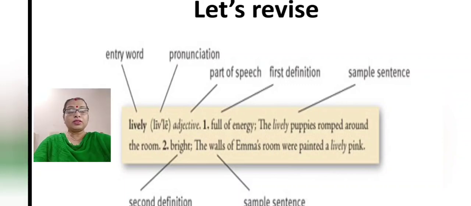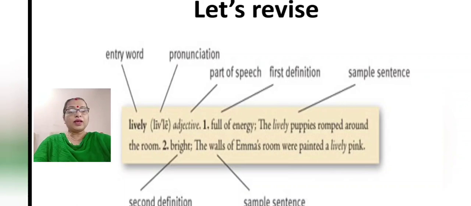So the next important thing you find is the part of speech. What is the part of speech? It is adjective. In some dictionaries you will have only the abbreviation of adjective, that is, A, D, J will be written. For noun, N will be written. For verb, V will be written. Like that. Some dictionaries write the full form.